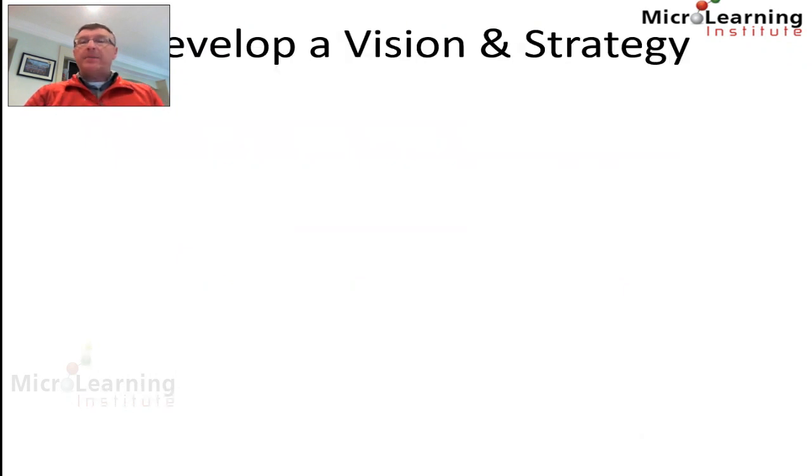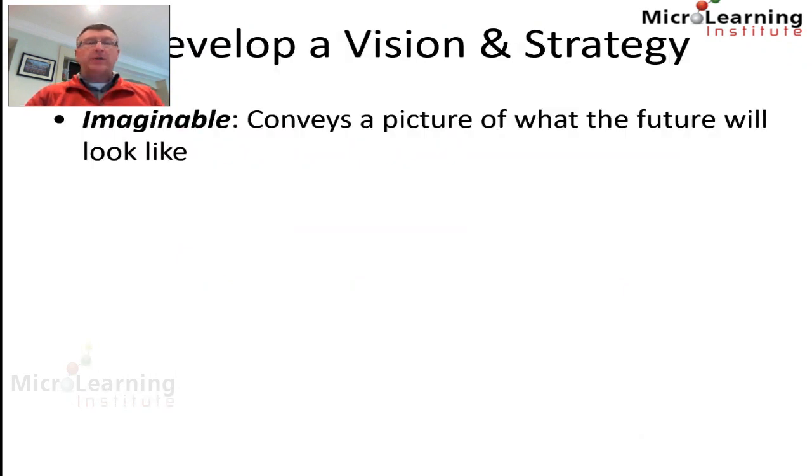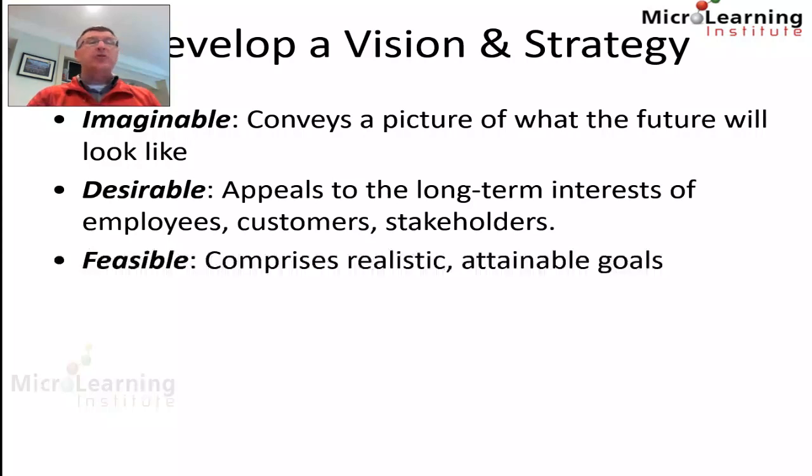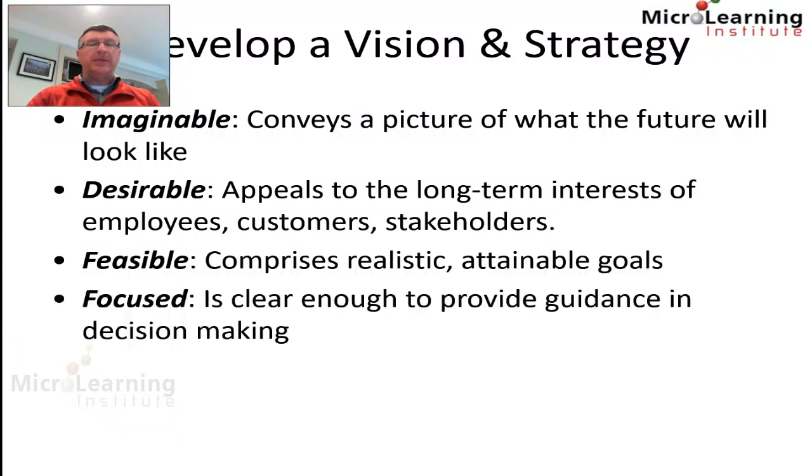Next, we need to develop a vision and a strategy for the change. And this vision needs to be imaginable, so it should convey a picture of what the future will look like. It should be desirable, it should appeal to the long-term interests of all of the key stakeholders like employees, customers, and other stakeholders. It should be feasible, that is, it should be realistic and it should be attainable.